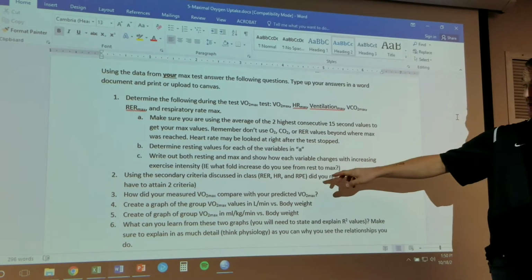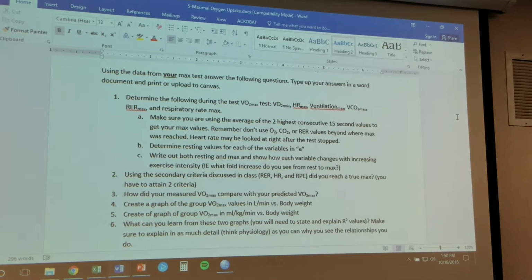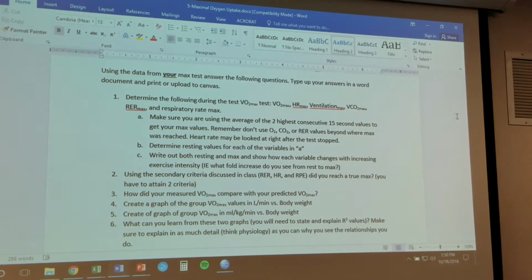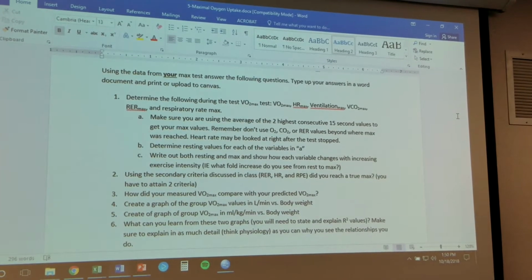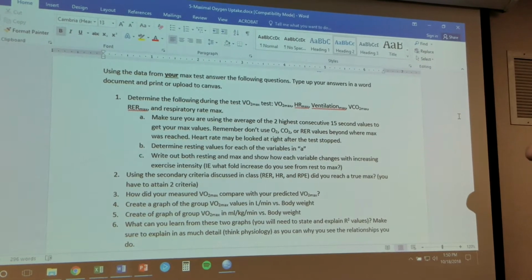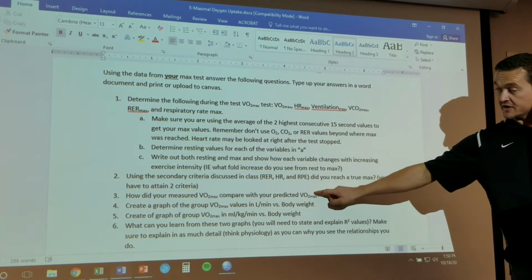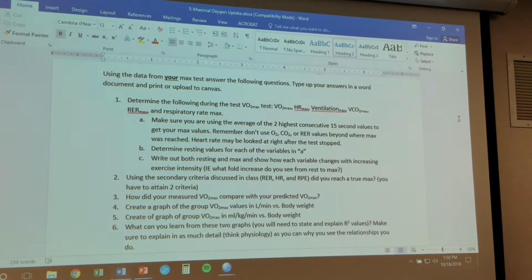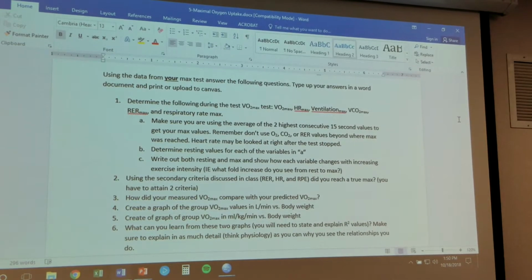For the RPE, I think we've mostly been using the 10-point scale. For most people, let's just stick with that, and what that means is it needs to get at least up to an 8 on the RPE. I'll show you where to find that on the Excel sheet, but it's going to be down on the bottom. It doesn't go into one of the columns; it goes down on the bottom. And then you're going to use that predicted VO2 max over there. Just look at how that compared to your measure.